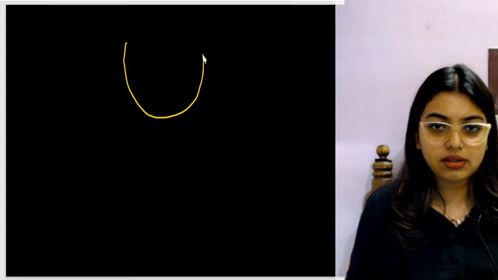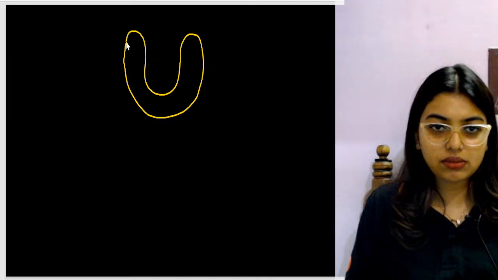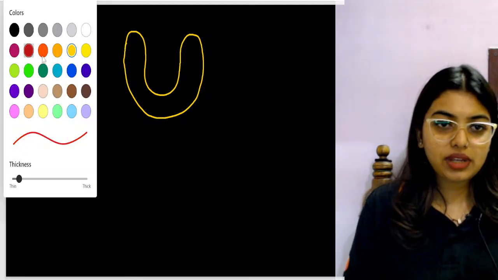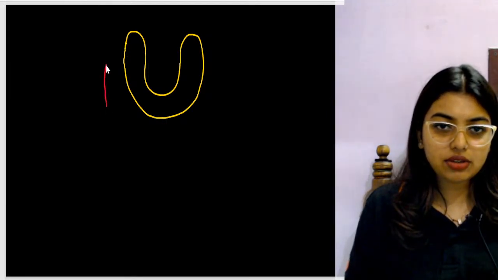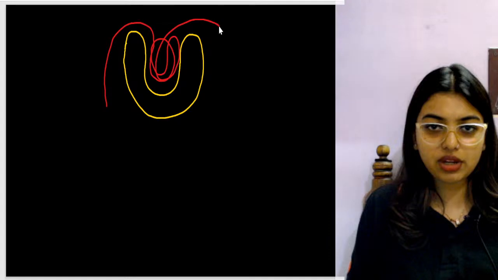Okay, this is the Bowman's capsule. Yes or no? This is the Bowman's capsule. Now when the efferent arteriole is coming with the blood, they're telling that the GFR is low. That means the blood that is coming in is low and the blood that is going out is more.